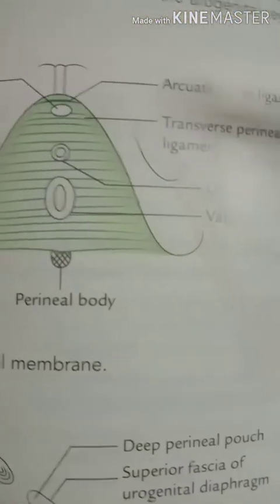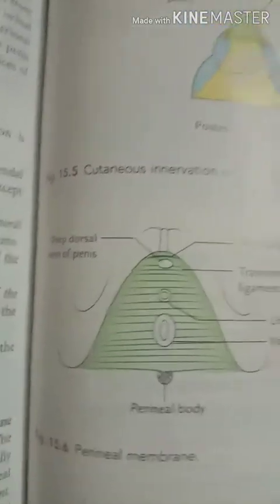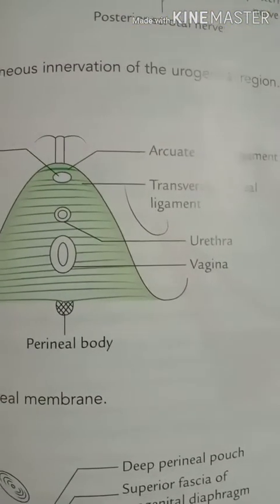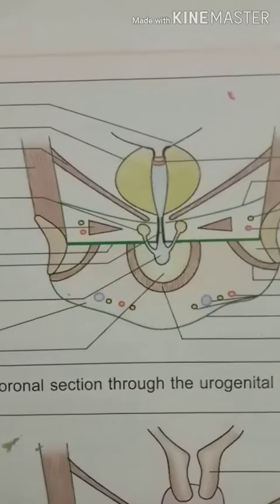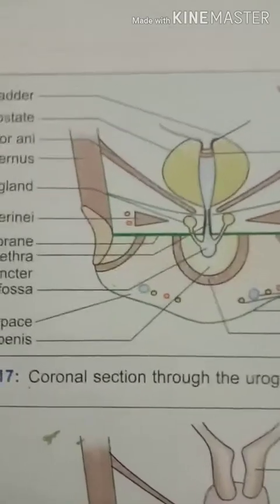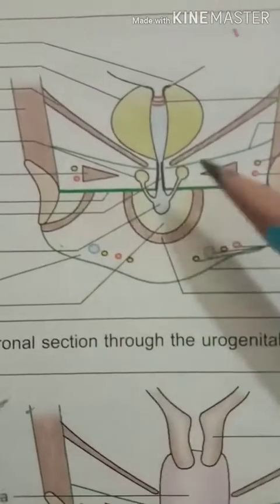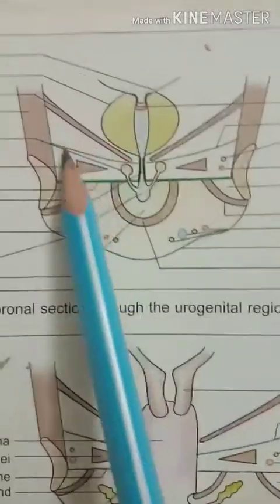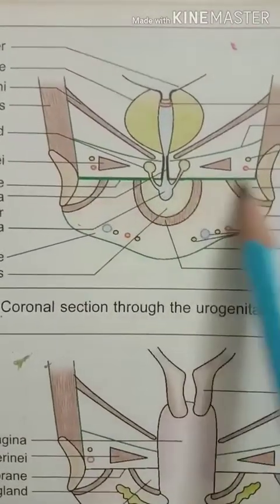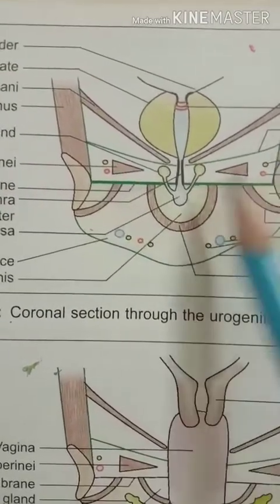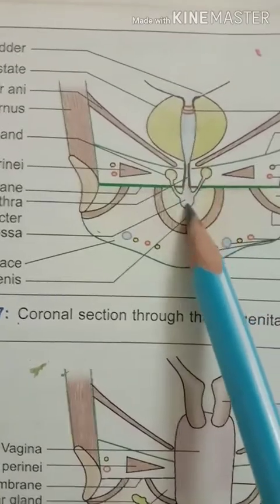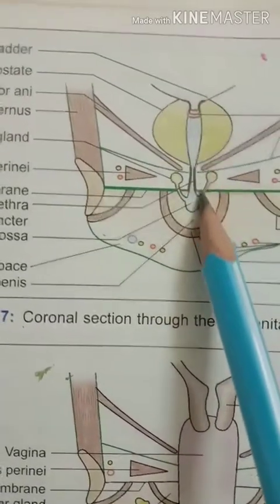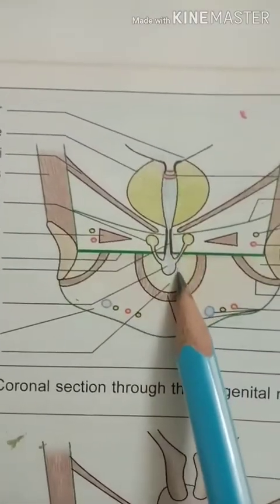Then we should see the perineal membrane. In this diagram you can see the perineal membrane is pierced by the urethra in the male. The green margin is the perineal membrane, and here is the prostate gland, this is the prostatic urethra, and this is the membranous urethra. The urethra pierces it.